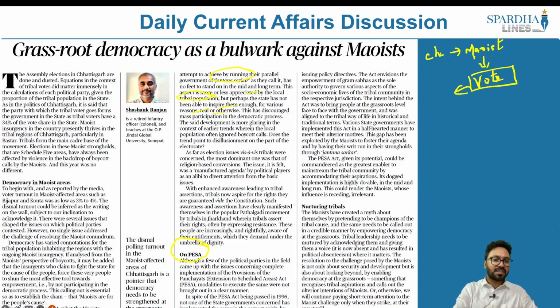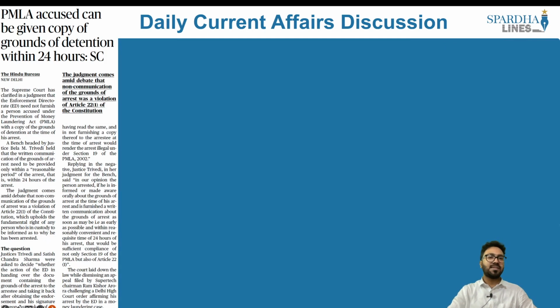Now let's look into the next article. This article says PMLA accused can be given a copy of the grounds of detention within 24 hours, says the Supreme Court.